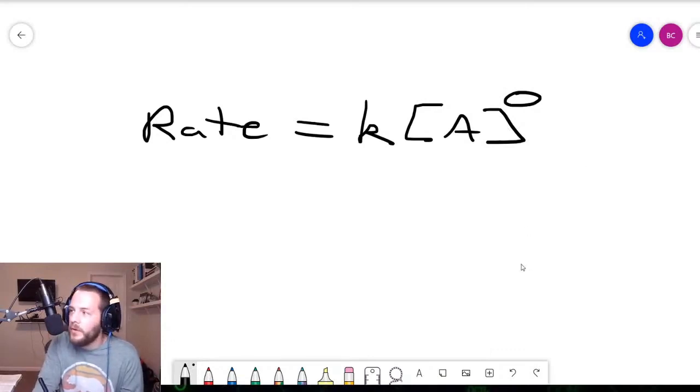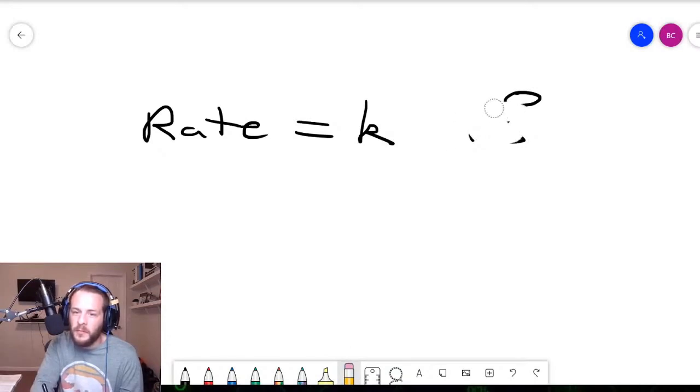Now, we all know from mathematics that anything raised to the 0 power is simply 1. And so this equation simplifies down to rate is simply equal to K. The rate is equal to the rate constant. It doesn't matter what the concentration is, it's always the same rate, always the same speed of the reaction.